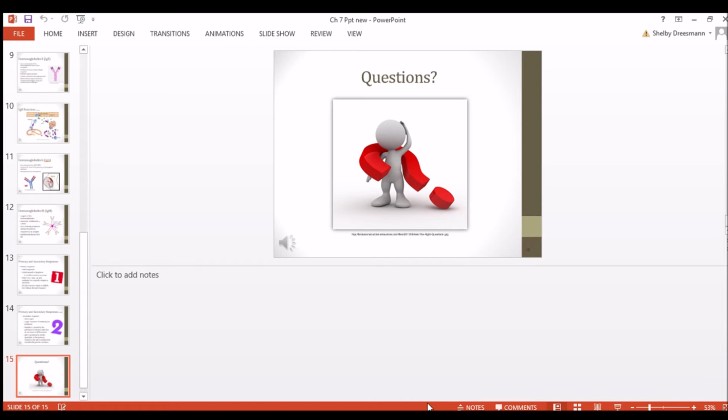So that was all innate practice book questions. Now I'm going to talk about the adaptive practice book. So humoral is B lymphocytes, cell-mediated is T lymphocytes.